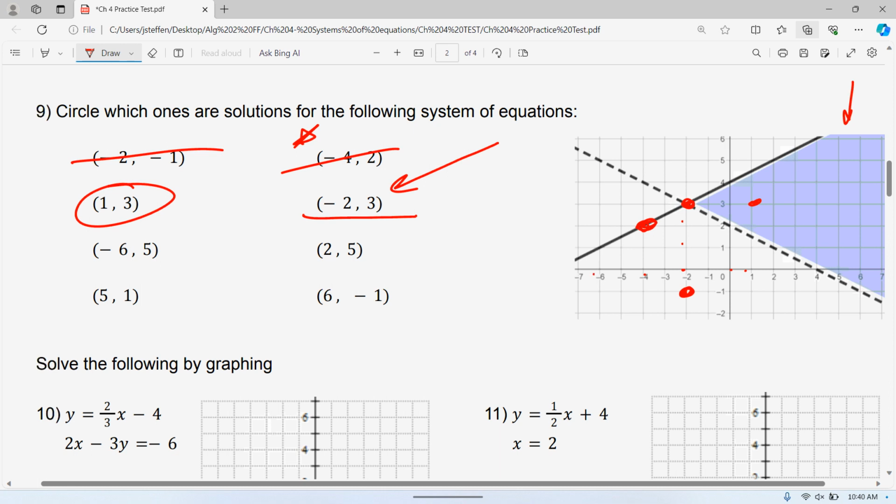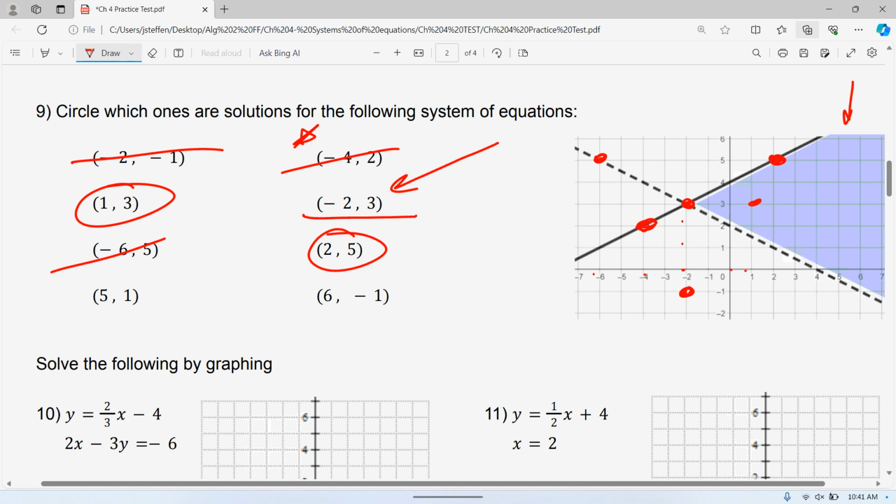Negative 6, 5 is way up here and not even close to the shaded region. Two, up 5. So it's right on the line of the shaded region. It's on the outside edge, but it's right on the line. Whether it is or is not a solution is determined not by whether it's on the line, but by whether the line is a dotted line or not. If it's a solid line, then it is a solution. If it's on the perimeter of your shaded region, that is a solution.